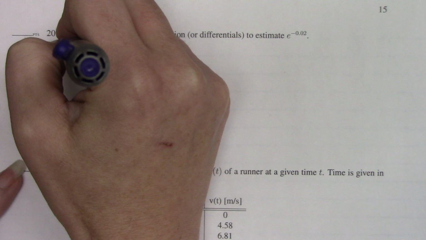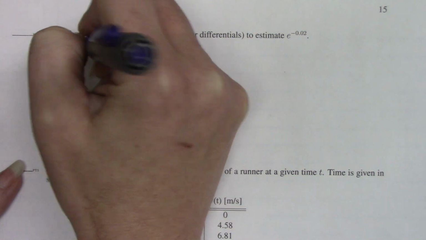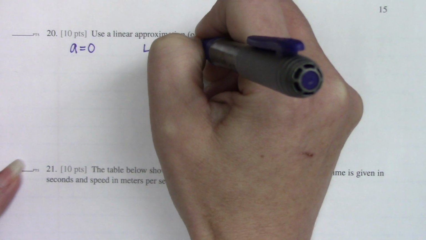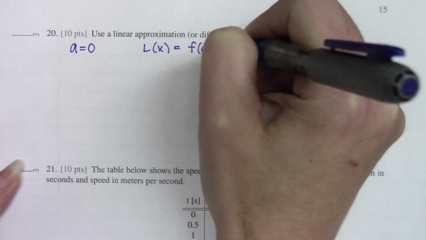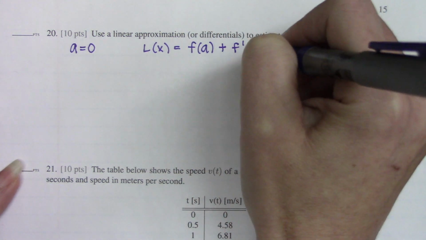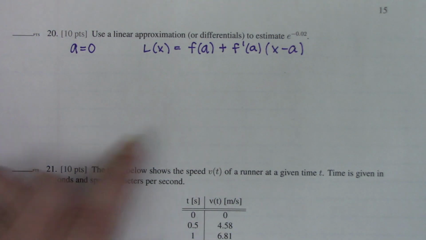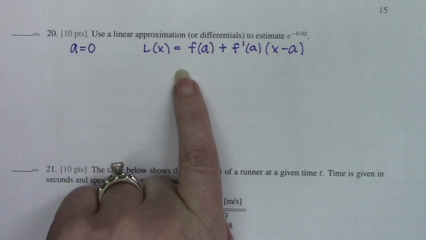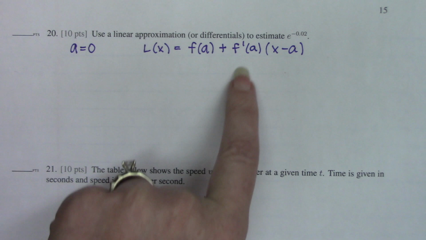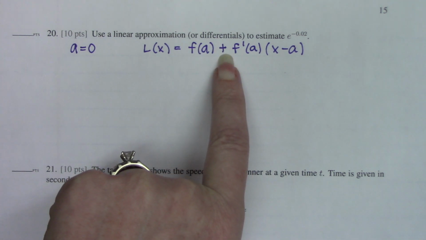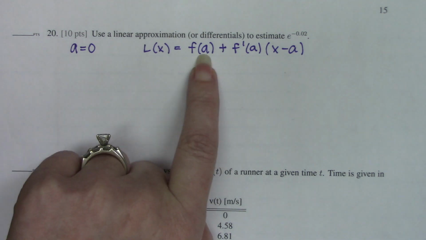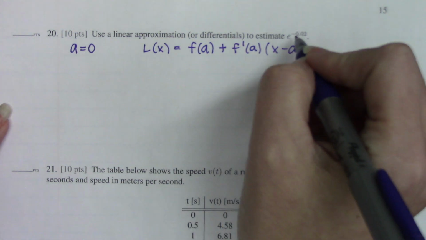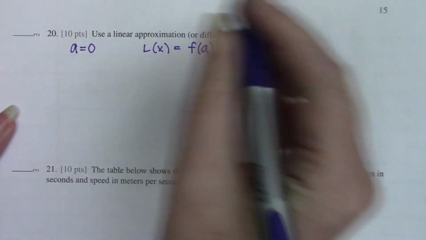So for e to the x, we need to choose our value a, and we're going to let a be 0. The linearization formula says L of x is equal to f of a plus f prime of a times x minus a. You can see this is simply the point slope formula that we use for the equation of a tangent line with the f of a moved over to the right side. So it's essentially solving the point slope equation for y. So we need to find f of a, f prime of a, and we need to choose our a, which we've chosen as 0.